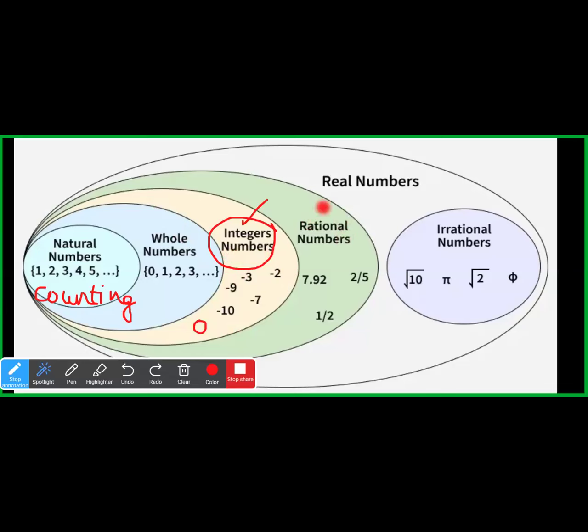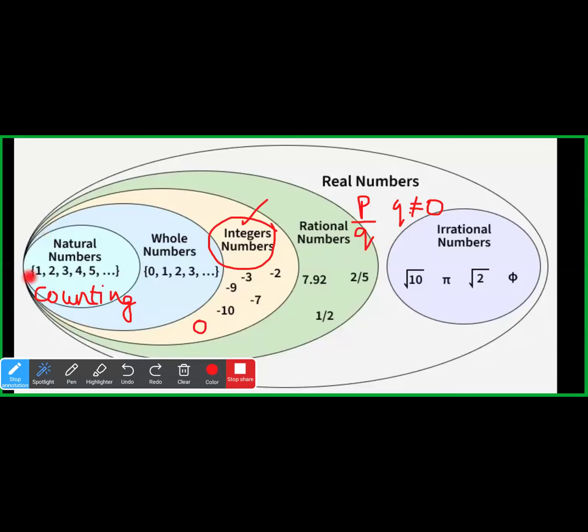Then we have rational numbers. Rational numbers are basically any numbers which you can write in the form of p by q, where q is not equal to 0. It means the denominator cannot be 0 because we know that anything divided by 0 is undefined. So you can't have the denominator 0. Any number which you can write in the form of p by q, that is, in the form of some numerator and denominator, you can call a rational number.